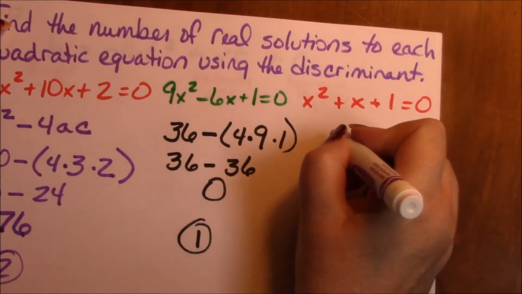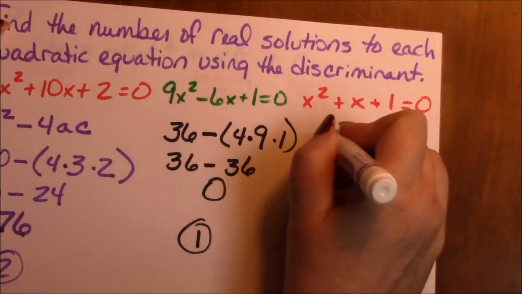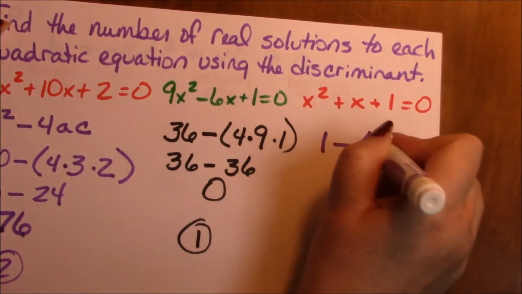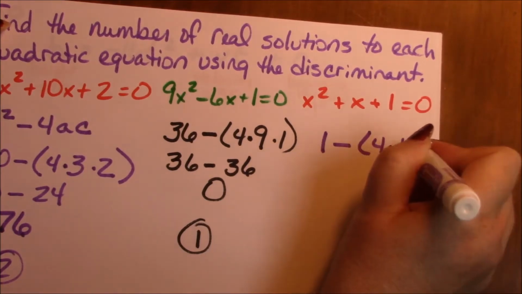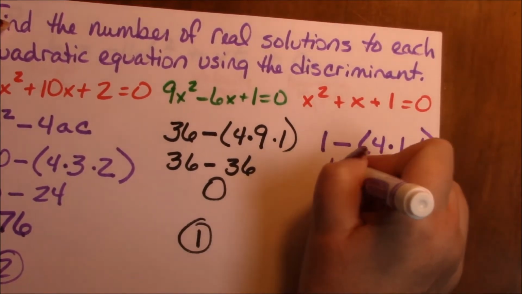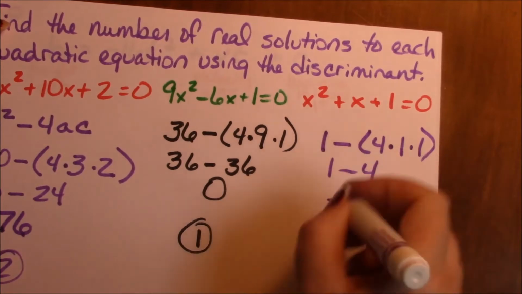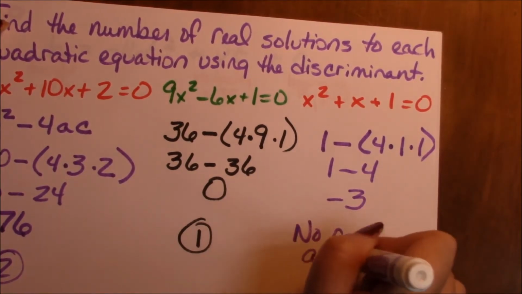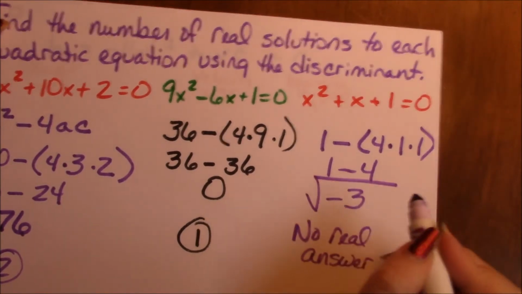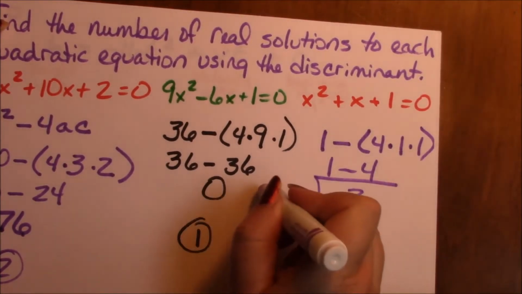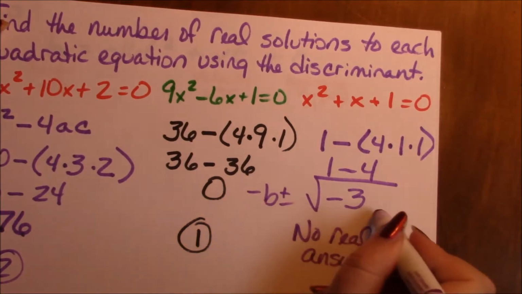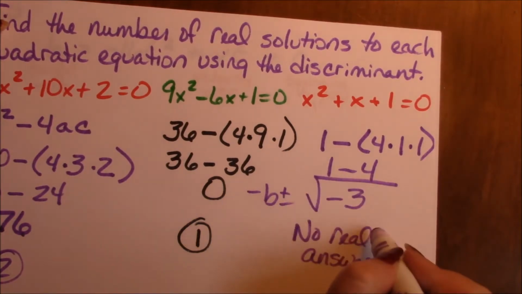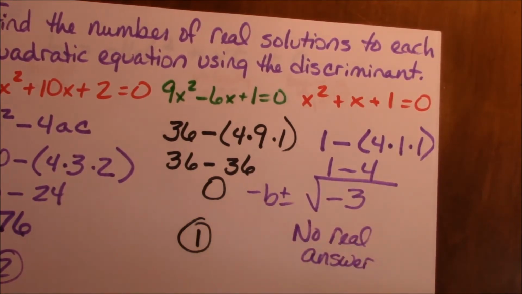Here we have b squared, which is 1 squared, which is 1, minus 4 times a times c. 1 minus 4 is negative 3, so this is no real answer. Because what we're really doing is we're saying negative b plus or minus the square root of negative 3. This doesn't exist, so there are no answers to this.